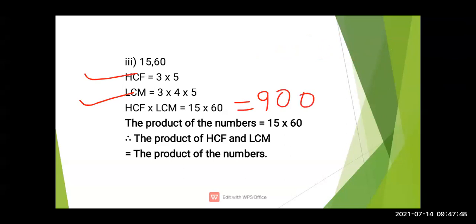Clear? हमारा HCF and LCM I have written directly multiplied, but if you do 3 into 5 into 3 into 4 into 5, that is also right. So HCF multiplied by LCM is 900. Now the product of the two numbers, that means 15 by 60. Now multiply 15 by 60. What did you get? Let me know. Very nice. Yes, you people are getting the same answer, that is 900.